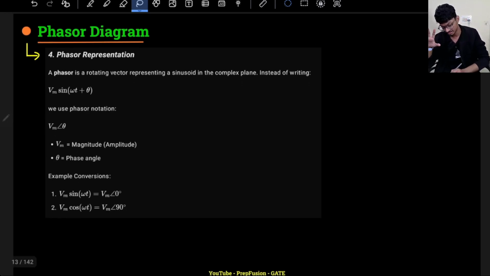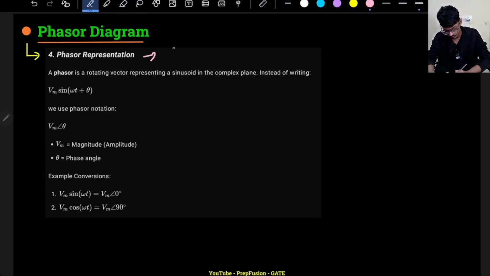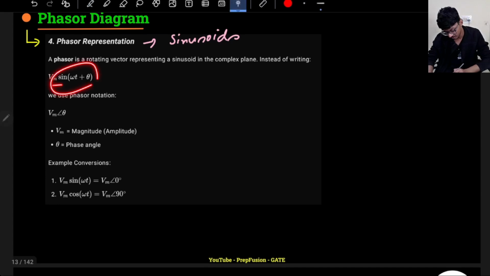So basically, whatever we are discussing in AC, we are discussing in terms of sinusoids. Your signals must be sinusoids. It should not be some square waveform. These phasors and all those things are defined for sinusoids only. They are not defined for anything else. Just be careful regarding that. And this is Vm sin(omega t plus theta).